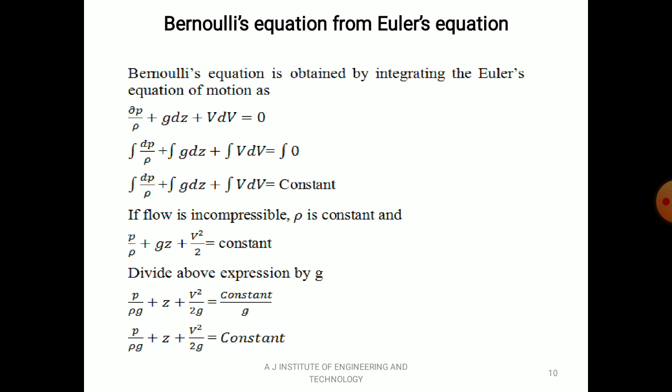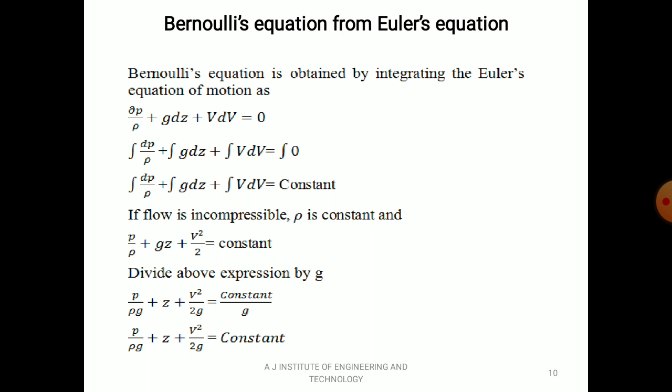What is the integration of dp? Integration of dp is p. So p/ρ plus integration of g with respect to dz. g is a constant, you can take it out. Integration of dz is z. So plus gz, plus integration of v with respect to dv, which is v²/2. So p/ρ + gz + v²/2 equals constant.